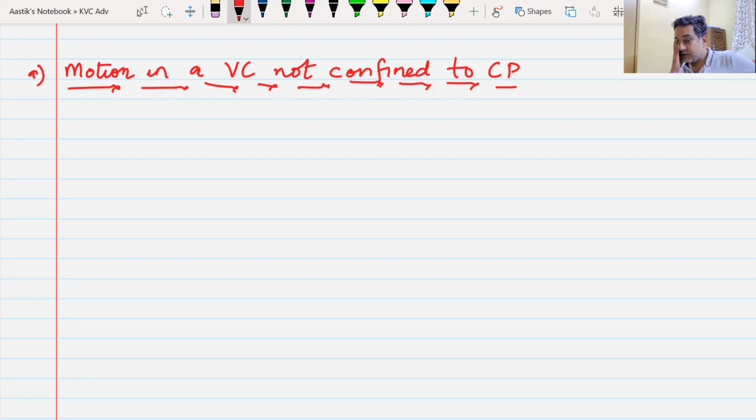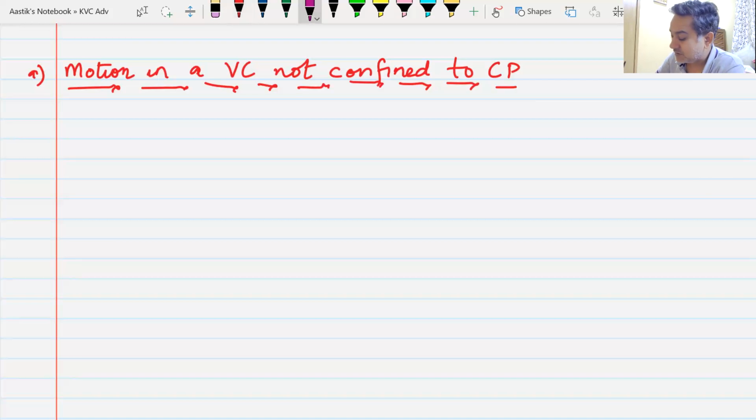What does that mean actually? It means that the particle can actually leave the circular path. The particle has got the liberty. He is free. He can leave the circular path and go away. Bye bye, I'm going, don't worry about me. He can say bye bye to the circular path.